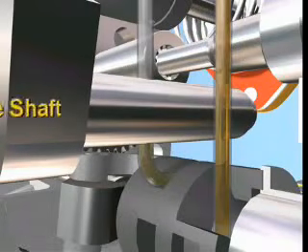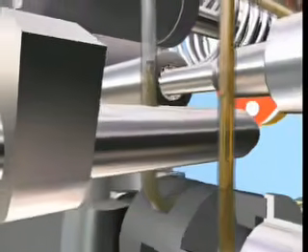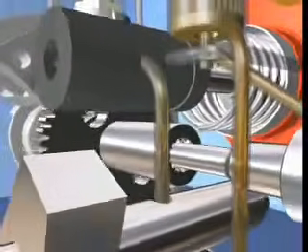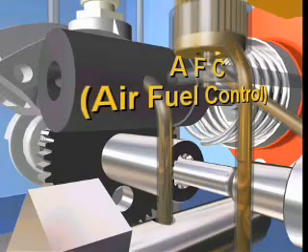Fuel from the governor flows to the throttle shaft. The throttle shaft allows the operator to reduce the rail pressure and therefore the power to the level needed. From the throttle shaft, fuel flows to the AFC. The AFC assembly controls exhaust smoke during acceleration.